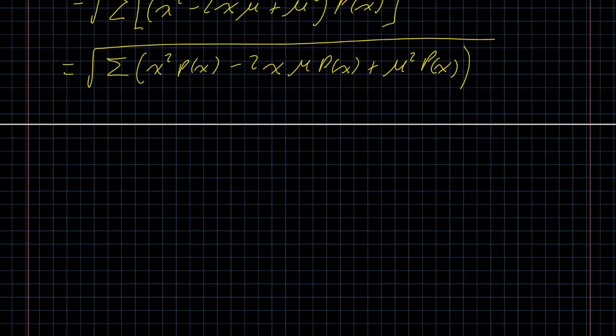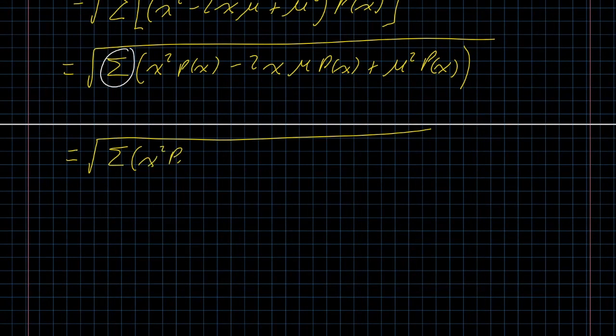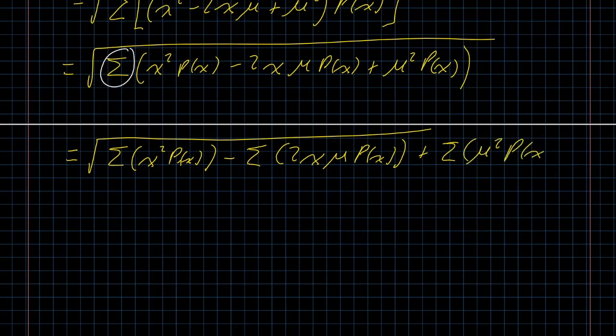The next step is a little bit messy, but it's actually just a nice property of addition. Remember this sigma sign, the summation symbol, means add all of these things together. And I can add them all together like this, or I can add together each piece separately. The sum of x squared p of x minus the sum of 2x mu p of x plus the sum of mu squared p of x.